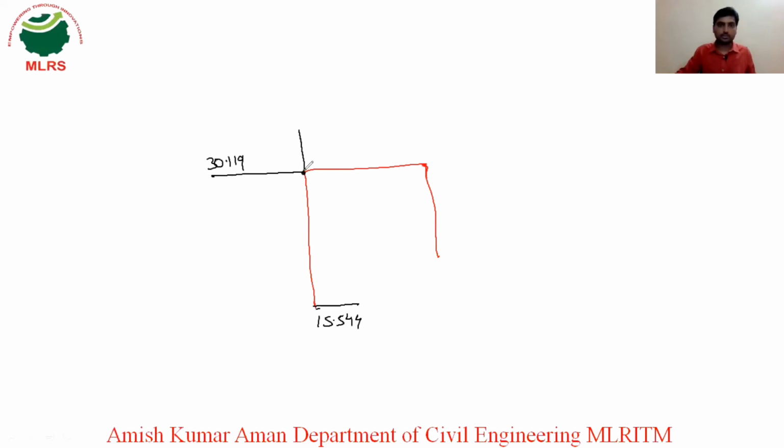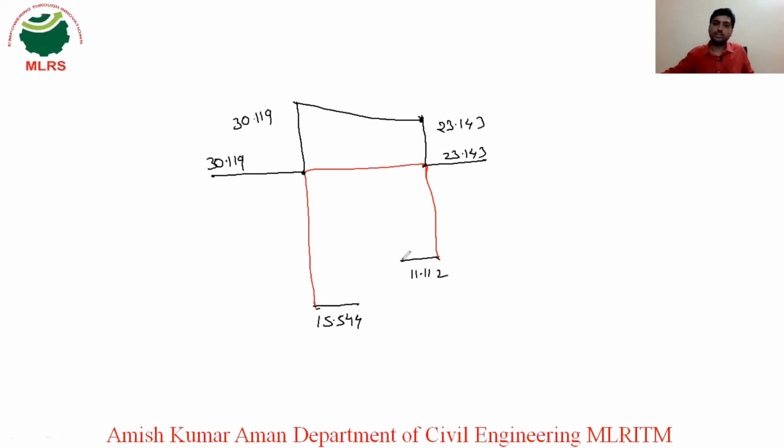Similarly, for the negative, in the upward direction, 30.119. Again at C it is 23.143, so 23.143. Join them. Similarly here also 23.143, and here it is 11.112. Now join them. Same here. So this is all about your final moments.